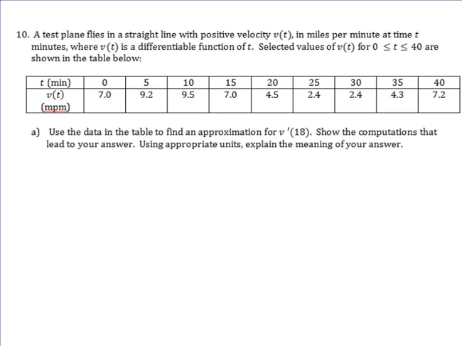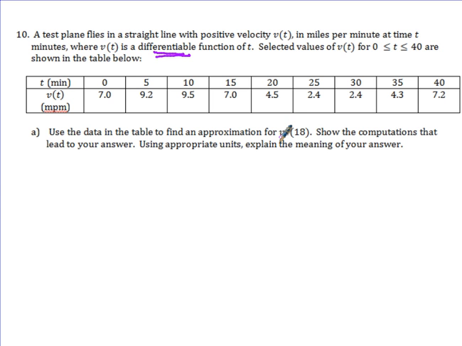Question 10. Now this starts our free response type questions. On the test you will have a free response question like this and then one like question number 11. On this one we have a test plane flying in a straight line with positive velocity in miles per minute at time t minutes, where v of t is a differentiable function and selected values of t between 0 and 40 are shown in the table. And they're asking us to use the data to find an approximation for v prime of 18. Show the computations, using appropriate units, explain the meaning.